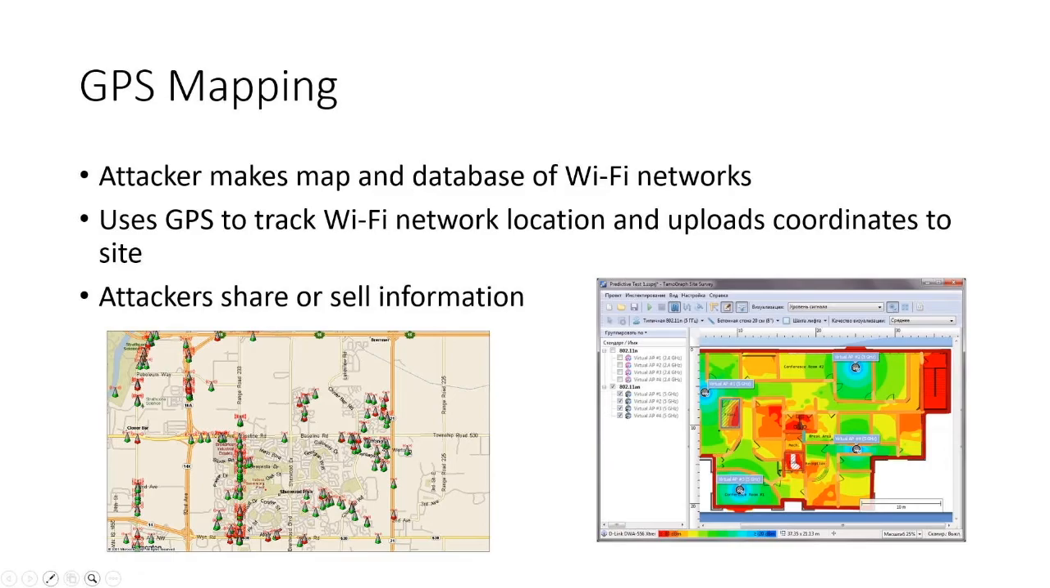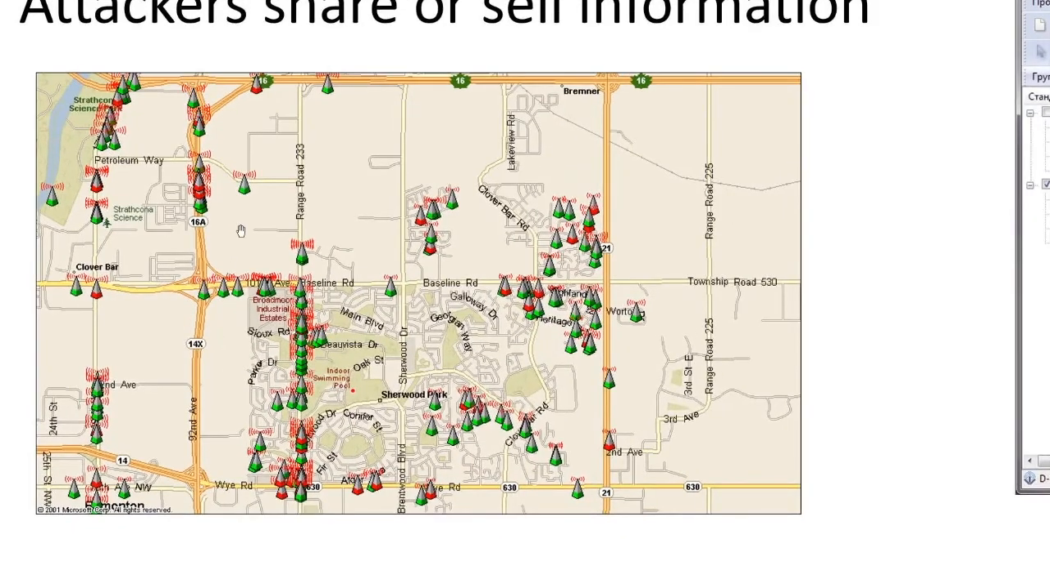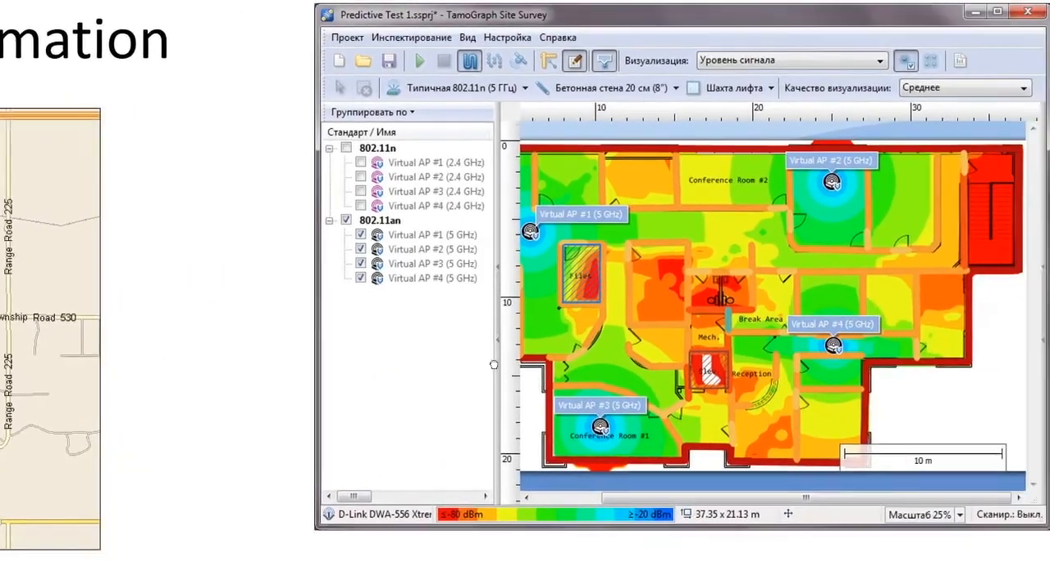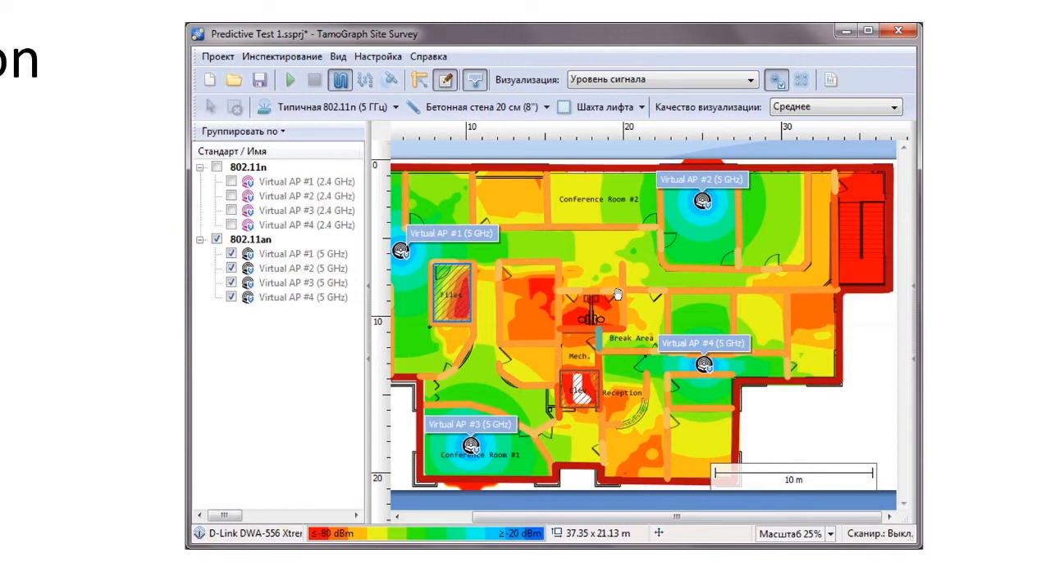So if we look here, we can see that this is an example of a metropolitan area and all of the access points that were discovered physically along lines of rail and streets. We can also see here that this is a topology map of how strong or not strong the Wi-Fi is. Where it's dark blue, that's the best signal. Where it's red, that's the worst signal.